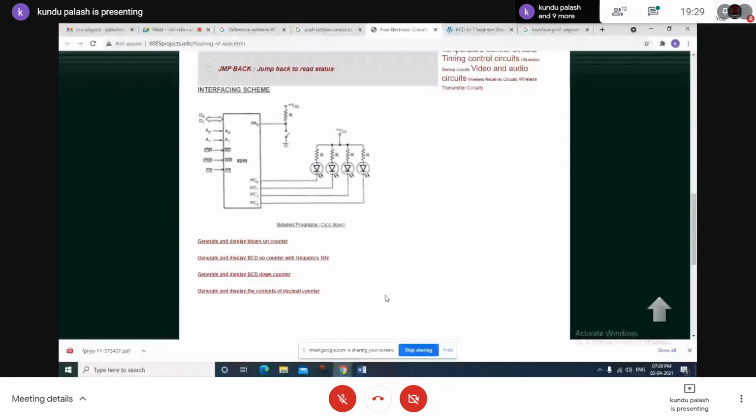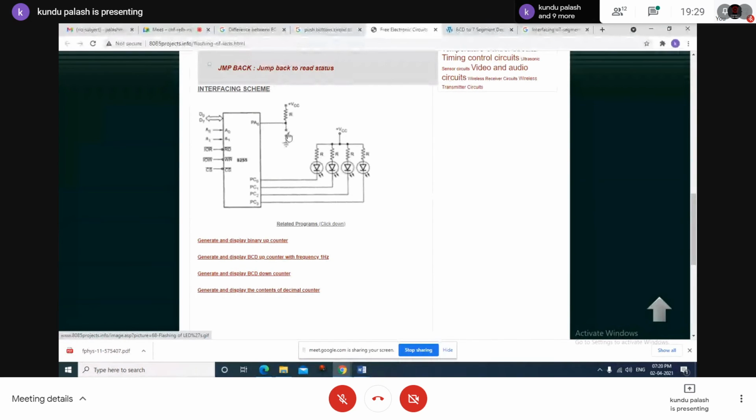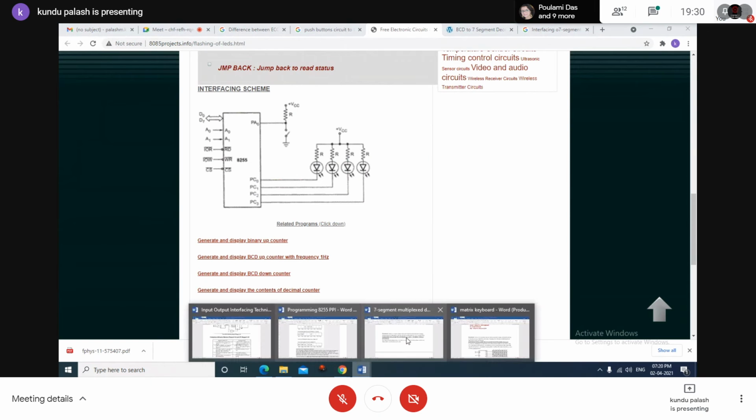So this is a simple single push button circuit. When the switch is pressed, this will be grounded, so the PA0 line of the 8255 will read low. Otherwise, when the switch is open, this point will be at high logic, so PA0 will read high. So extending this idea, a matrix keypad can be interfaced according to this logic diagram.